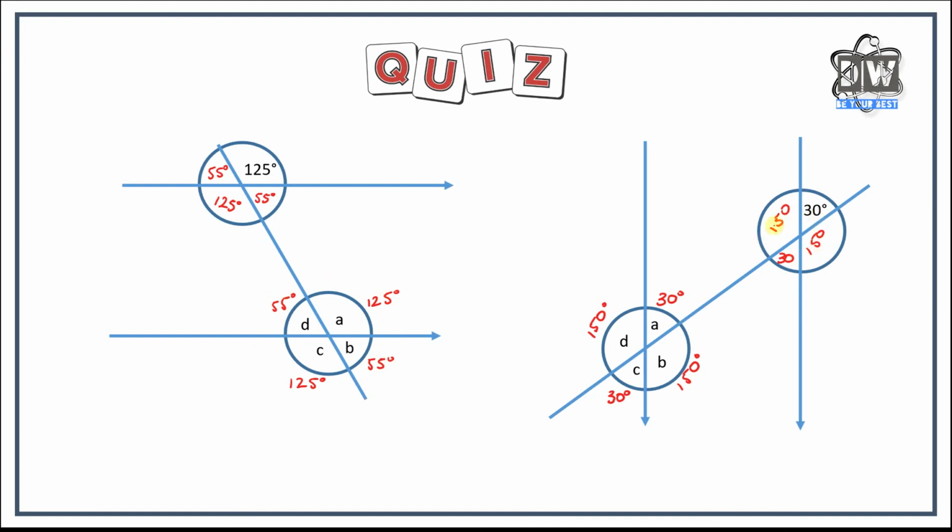Same thing down here. We've got our 50 and 30 giving me my straight line of 180. Vertically opposite, and so forth. So A's worth 30, B's worth 150, C's worth 30, and D's worth 150. Hopefully you got those correct.